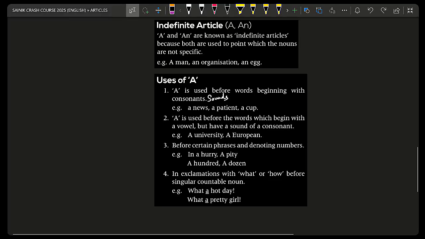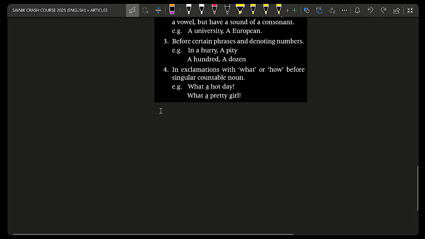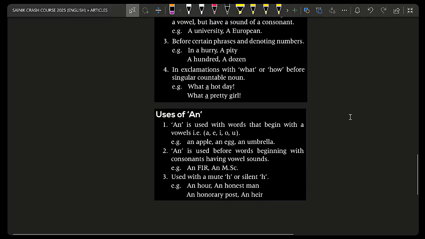Okay, now let us discuss omission of articles. Omission means we don't use articles in some places. But before that, we are going to look at the uses of an. So first we discuss the uses of an, then omission of articles. Yes, the uses of an.